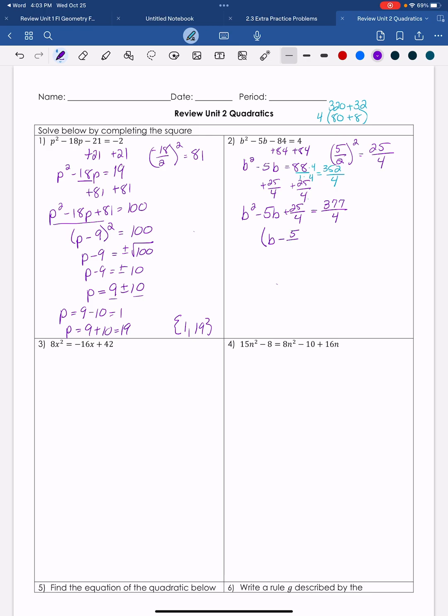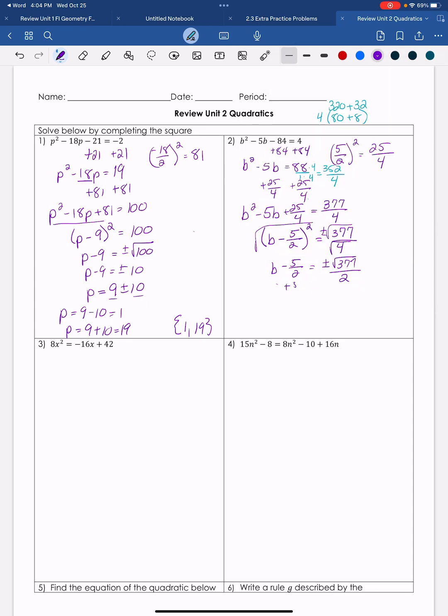just like I did with the previous problem. So negative 5/2 squared, because that's what it factors to. We made it that way, all those procedures. I then take the square root of each side, make sure it's plus and minus. So I have b minus 5/2 is equal to plus or minus the square root of 377. Keep that plus and minus up in the numerator over 2.